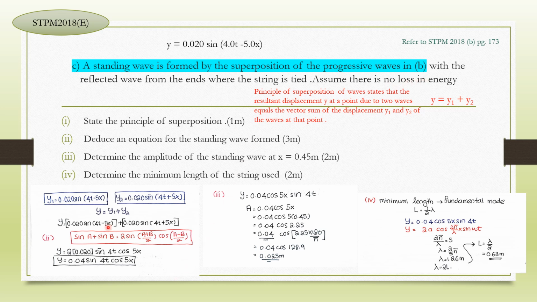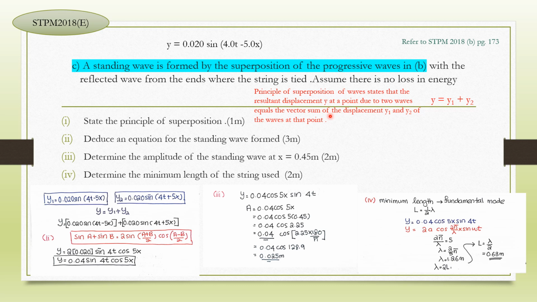Now the question asks us to state the principle of superposition. State means just state it, just write down what the principle of superposition means. So here it says the principle of superposition of waves states that the resultant displacement at a point due to two waves equals the vector sum of the displacements y1, y2 of the waves at that point. So this is in words, and in mathematical form it is y equals y1 plus y2. I taught you this in the last slide.